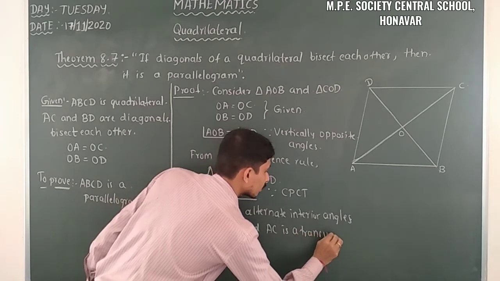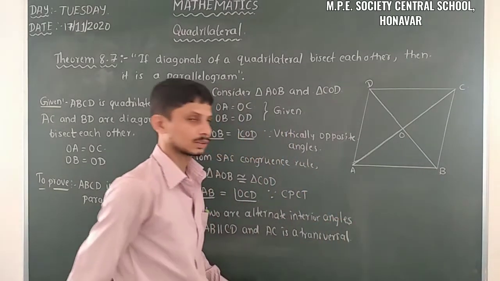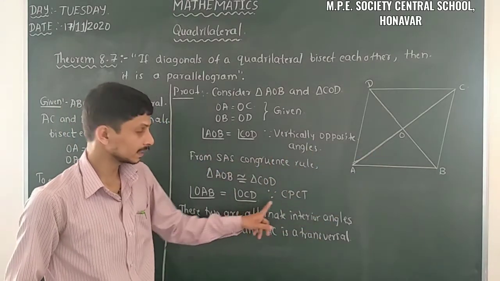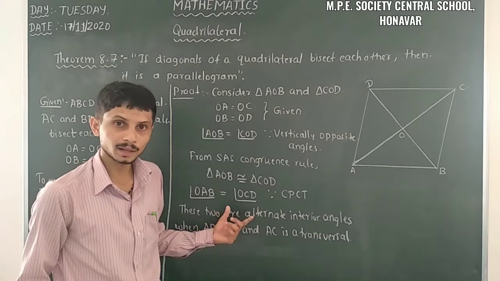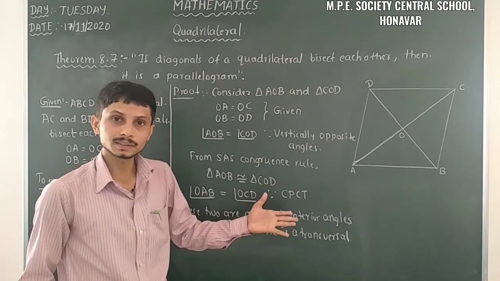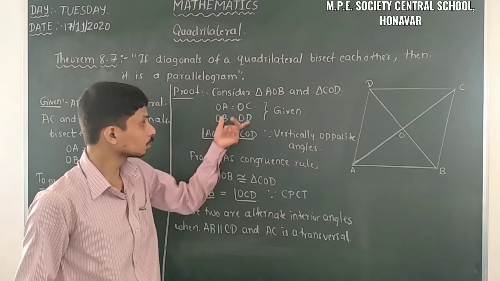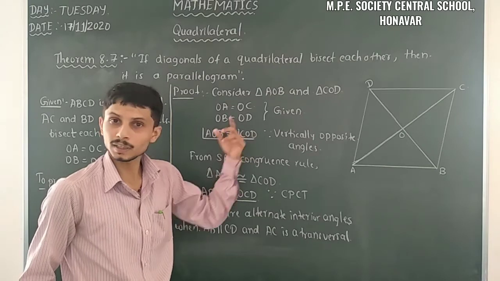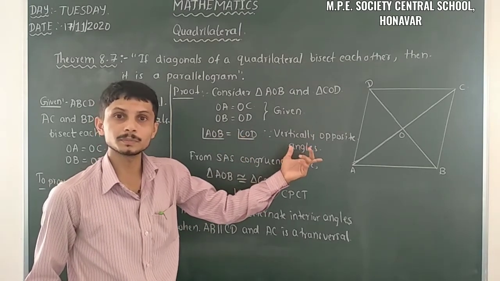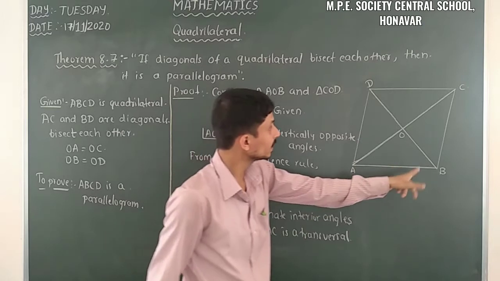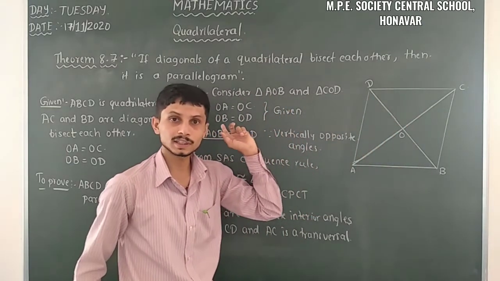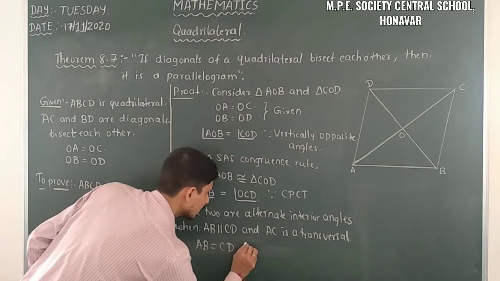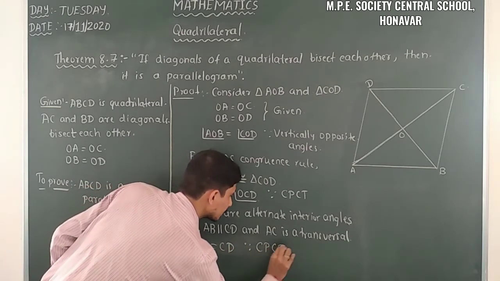AC is a transversal. So here we have one pair of CPCT. Is alternate interior angle possible? Then any other CPCT we have to take. Here we have two corresponding sides equal. So what are the other corresponding sides possible? Those two are equal. Here AB is equal to CD we can take, because we have to take it as a CPCT.